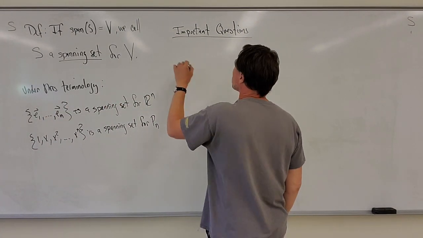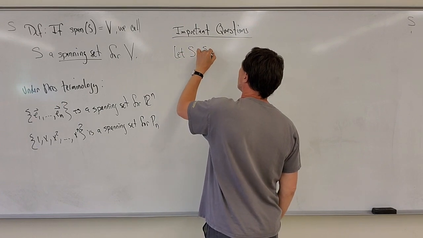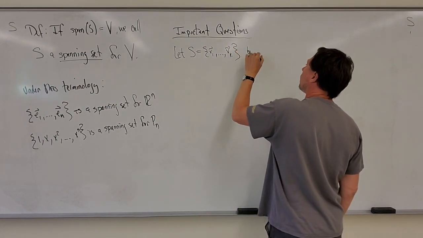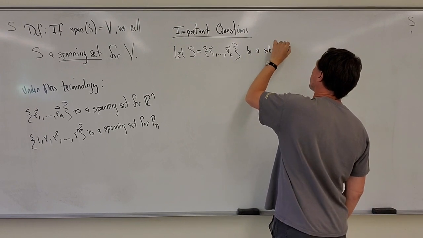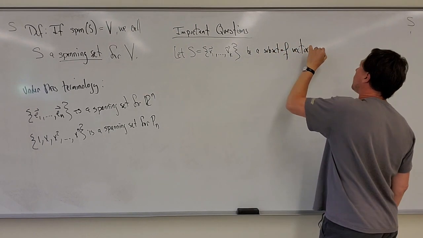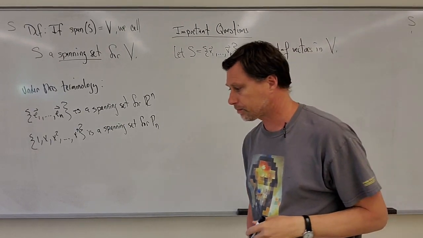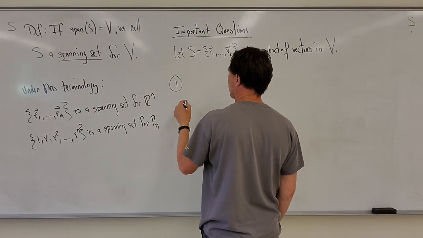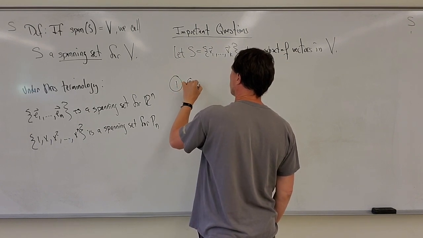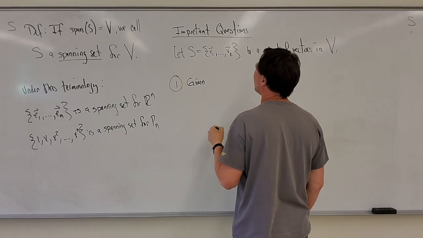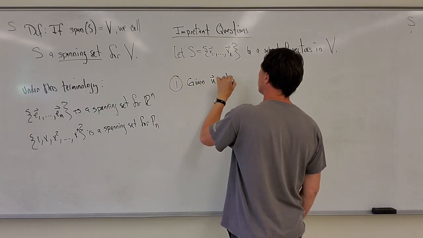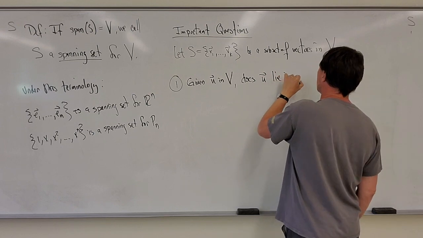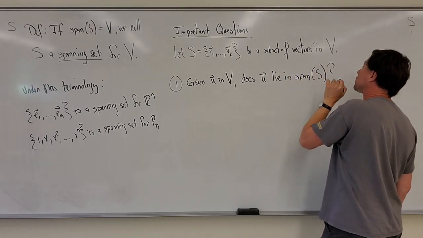So let S be some collection of vectors, a subset of vectors in some vector space V. So we've got some set S. The first question we'd like to ask is: given some vector, let's call it little u in capital V, does little u lie in the span of S? So there's one question you might want to ask.